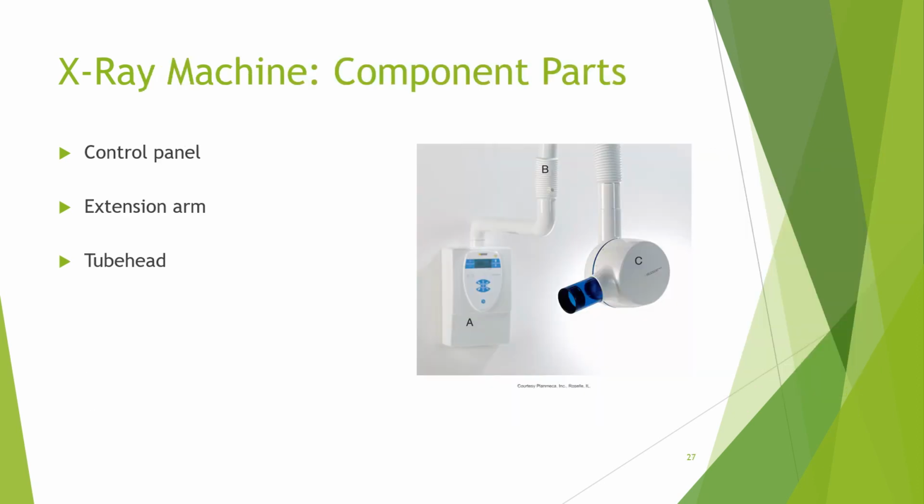Okay, so every X-ray machine that you'll come across has three separate component parts. It has a control panel, an extension arm, and it has a tube head. And even though it may vary in size and appearance, every machine you run into that shoots dental X-rays will have these three component parts.